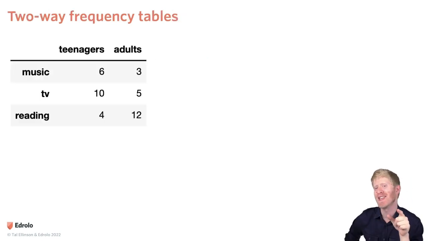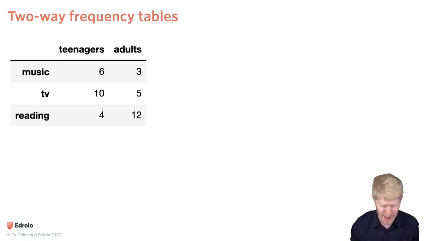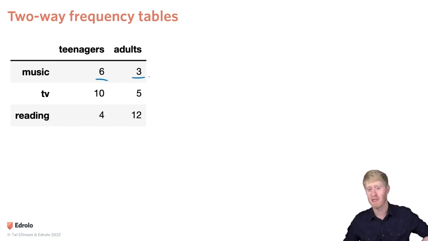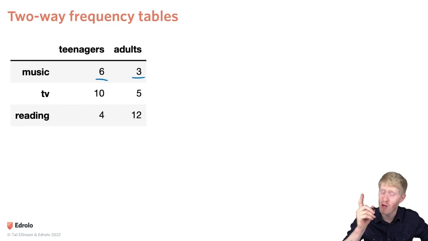So why are we doing this? We're doing this because we want to understand something about the data. We want to see if the data is telling us something. A question that I could ask of this data is, who likes music more? Is it teenagers or is it adults? What do you think looking at this table? Now you might say, well, I can see we've got 6 teenagers for music, 3 adults for music, teenagers like music more. And you would be correct.